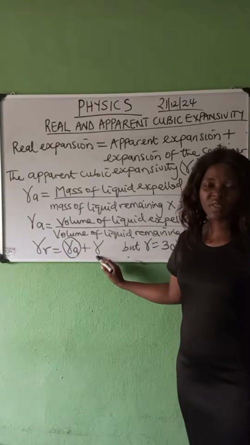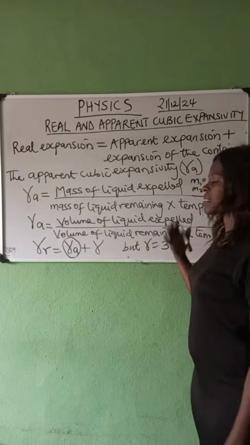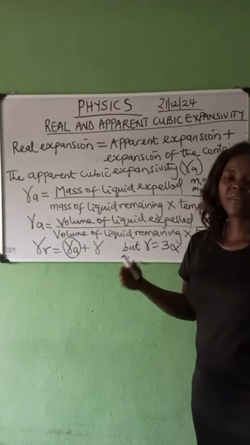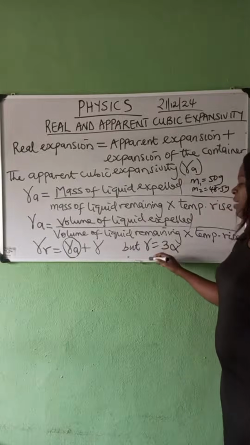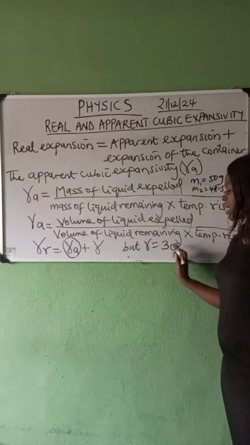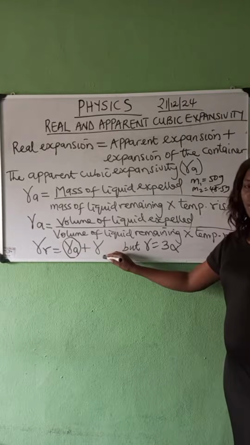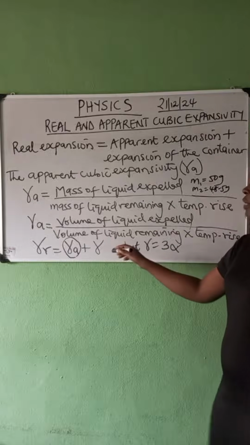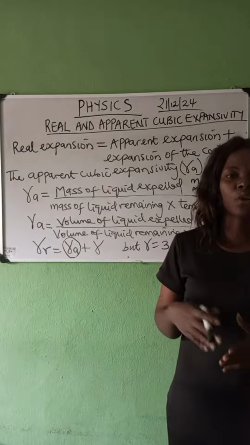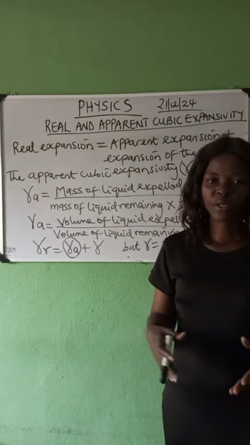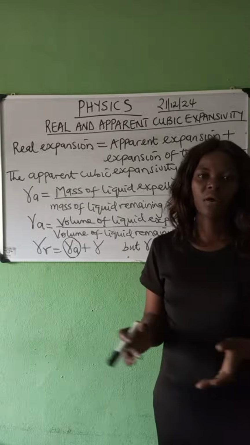Now, for the expansivity of the container, remember that gamma cannot be given, but we may be given alpha. So gamma is equal to 3 alpha. By the time you multiply alpha by 3, you're going to get gamma. Then that is what you're going to put here. Then you add both of them together to get your real cubic expansivity of the liquid. Is that clear? So let's solve an example.